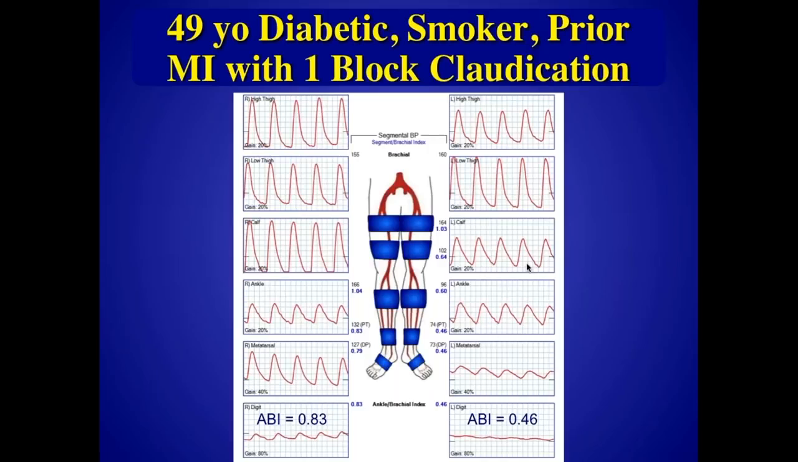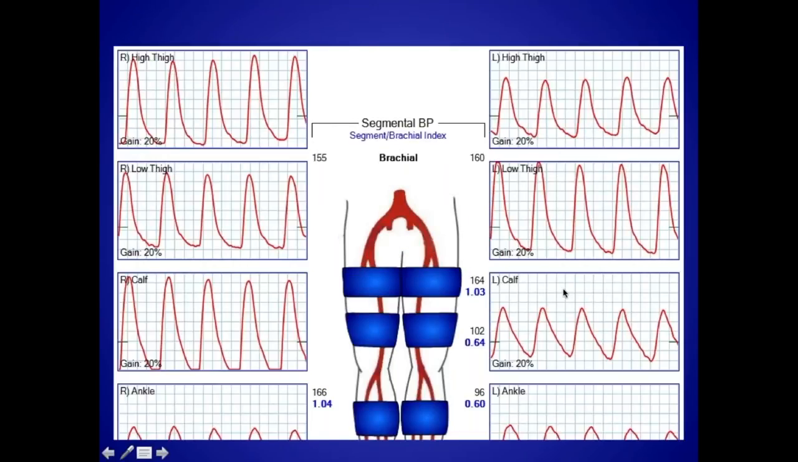And this is particularly helpful for us if we have the capability of doing these studies, so we can really focus on the area of abnormality on our duplex study. Here again is a magnified view showing that the pressures go from 164 to 102 across the thigh, and that we lose amplitude on the pulse volume recordings.